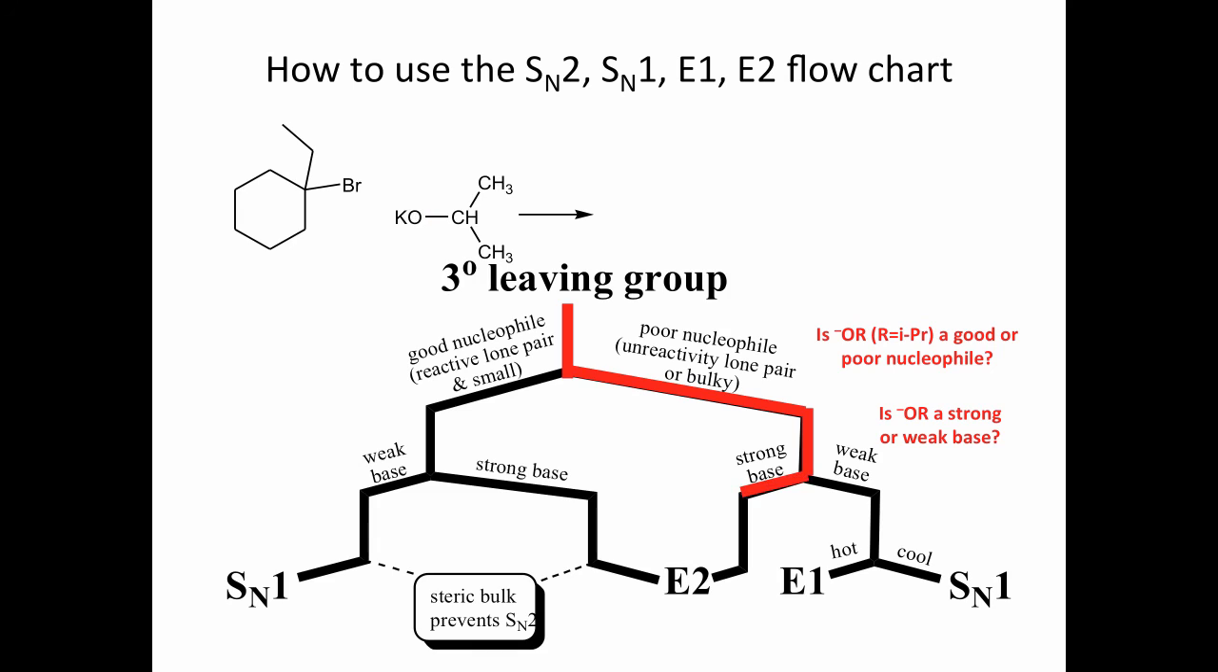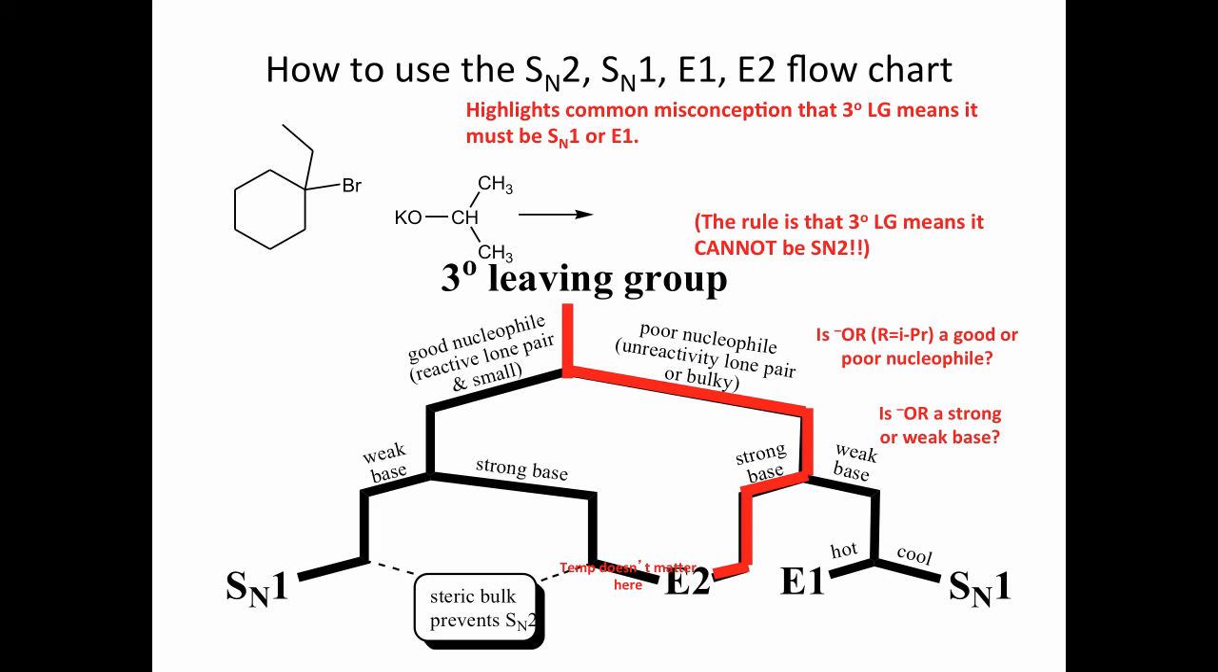And so we're going to point down to E2, temperature doesn't matter at all. Solvent doesn't matter. In fact, when you have a tertiary and a strong base, no matter how good or poor the nucleophile is for that strong base, you're going to end up at the E2 position. And sometimes after working problems, students see that tertiary is always SN1 or E1. That's not true. If you have a strong base in tertiary, you do E2. The only rule for sure is that tertiary is too hindered to do SN2.